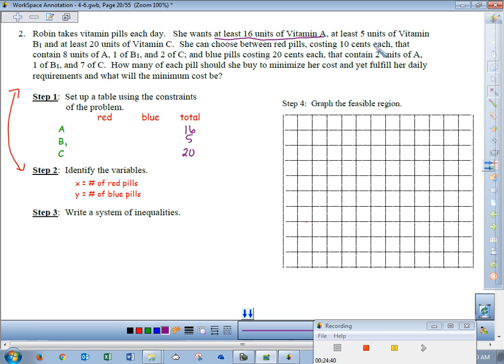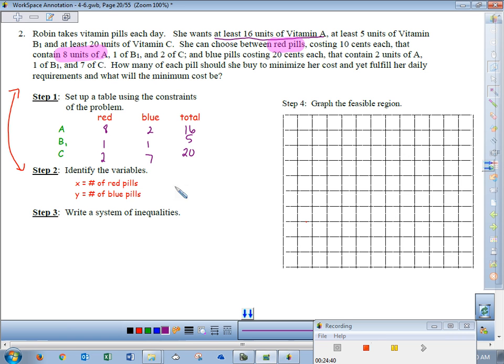Alright, so the 10 cents is coming later, and it says that each, so we're talking about red pills here, so here's red pills. They contain 8 units of A, so red pills, they contain 8 units of A, cool, 1 unit of B1, so I'm working down this time, 1 unit of B1, and 2 units of C. So all of this information was about red pills. Blue pills cost 20 cents each. That'll come later. They contain 2 units of A, boom, 1 unit of B1, boom, and 7 units of C.